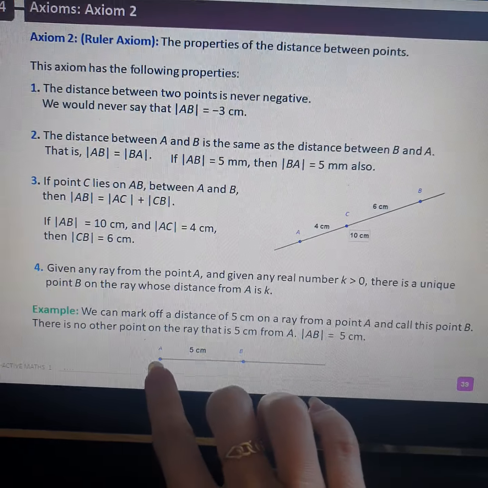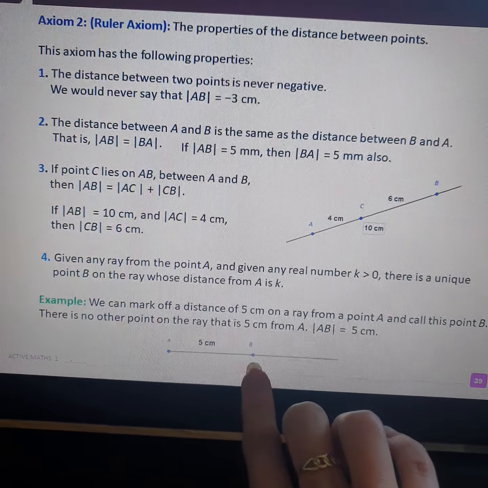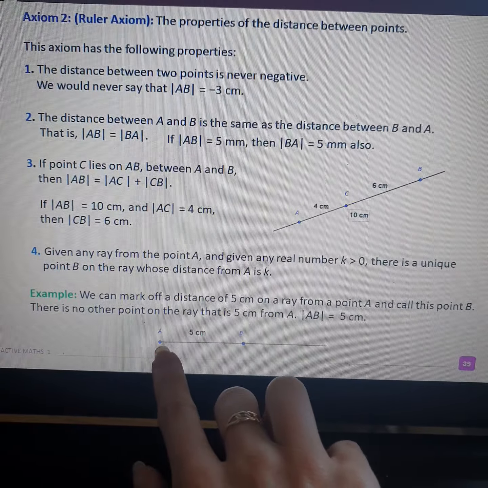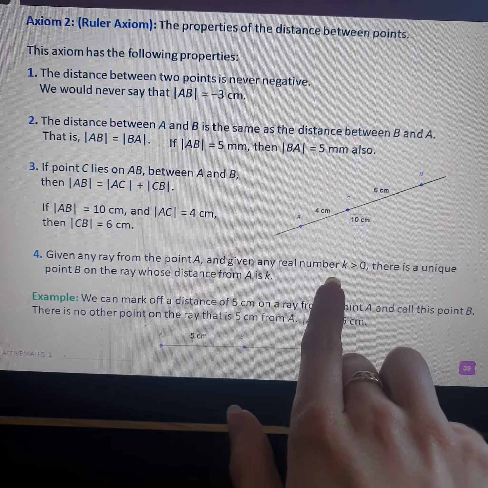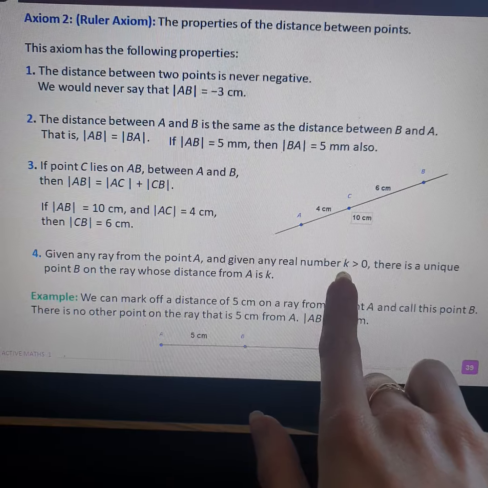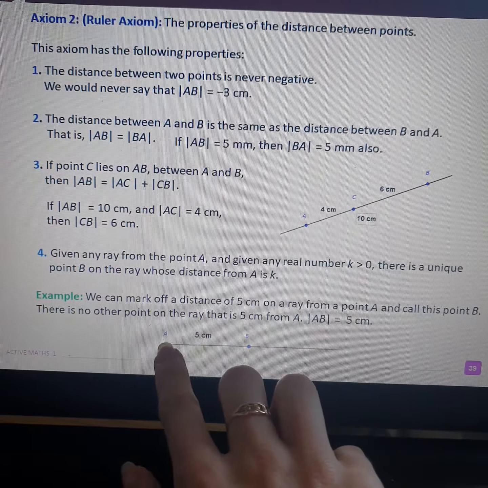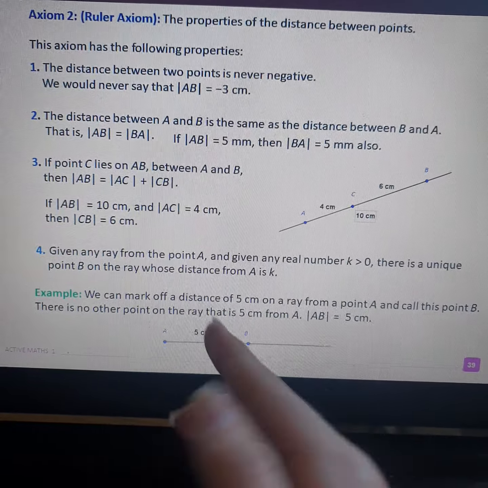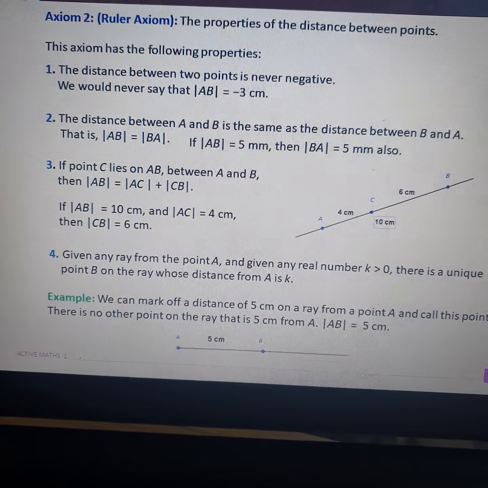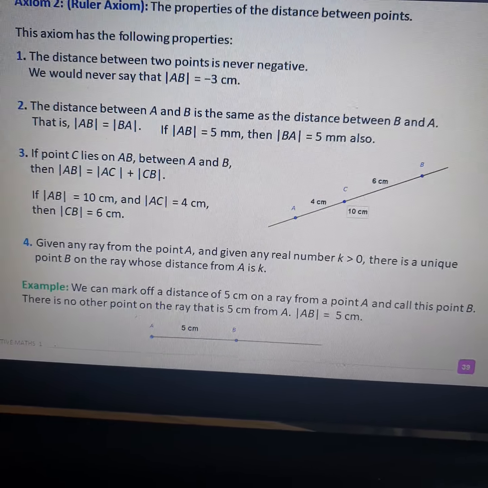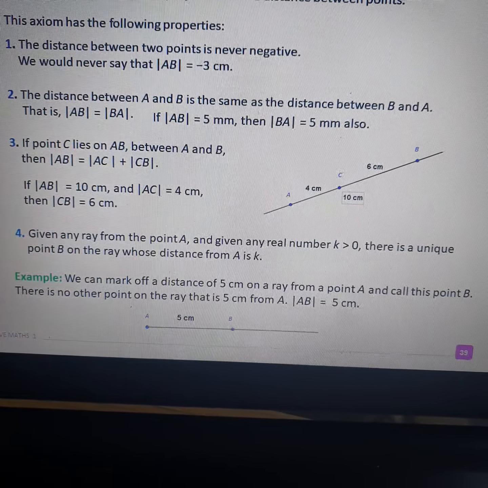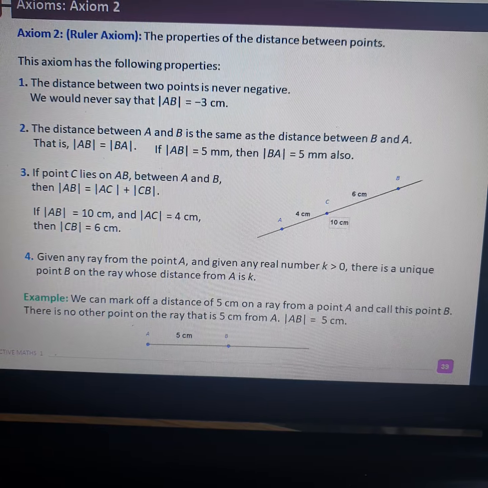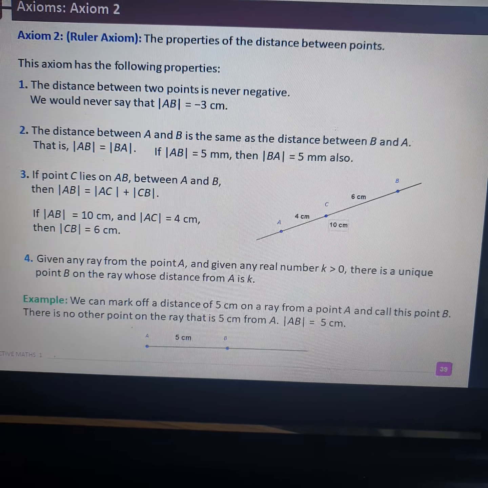So look at this here. Remember, a ray starts at 1 point, continues through another point and on into infinity. So given any ray from the point A, that's the starting point, and given any real number k, there is a unique point B on the ray whose distance from A to B is equal to k. K can be any kind of real number. Real number, remember, is any number that's on the number line, like a measurement. So we can mark off a distance of 5 centimeters on a ray from a point A and call this point B.